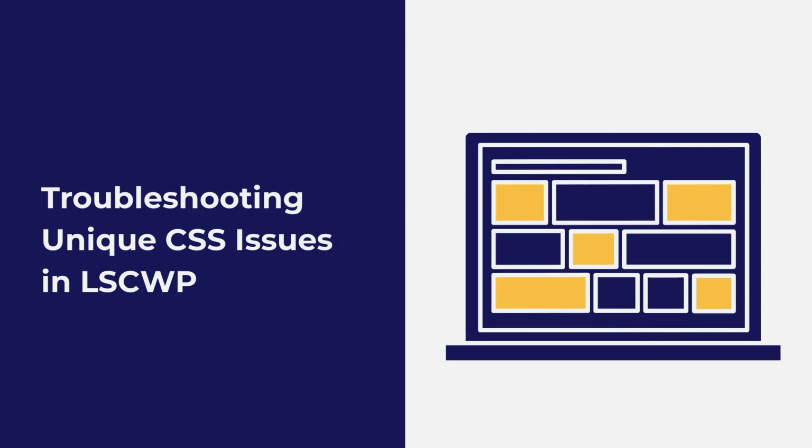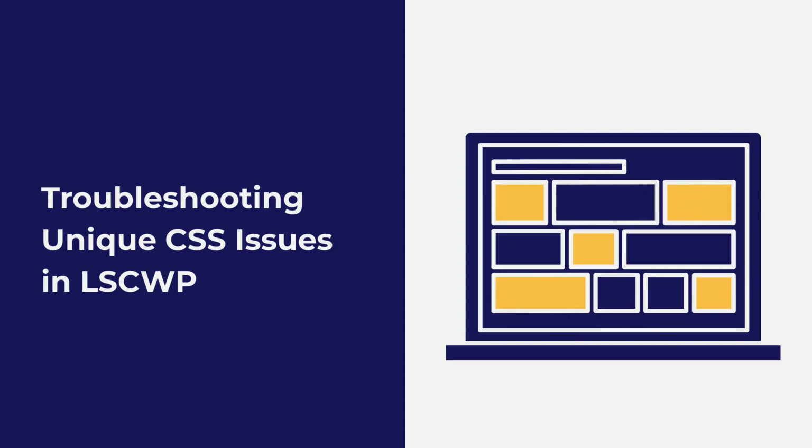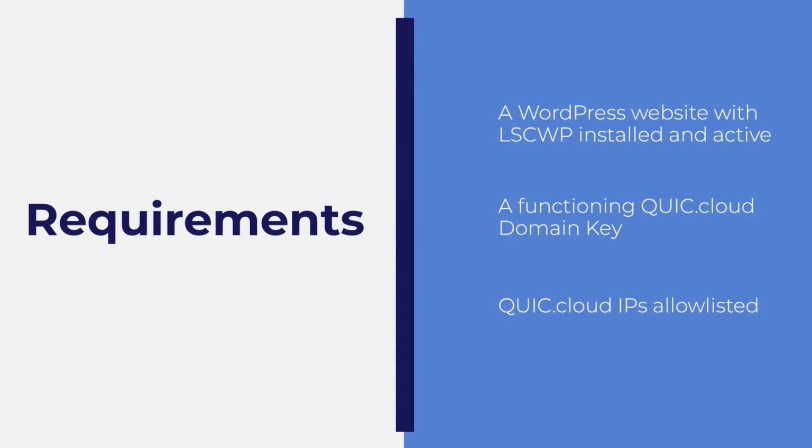If you're experiencing problems with your site layout after enabling UCSS, the tips we're covering today should help you get things back to normal. If you'd like to follow along, you'll need a WordPress website with the LiteSpeed cache plugin installed and activated. In order to use UCSS, you need a QUIC.cloud domain key, and you need to add QUIC.cloud IP addresses to your server and application firewalls. These steps are all covered in our QUIC.cloud onboarding videos and documentation, and we've linked those in the description below.